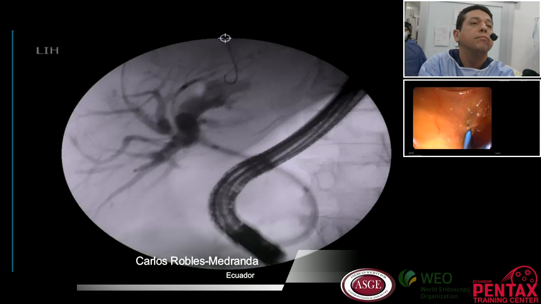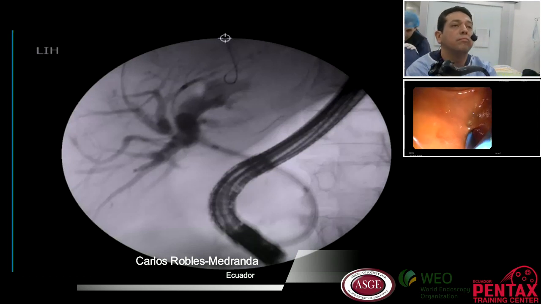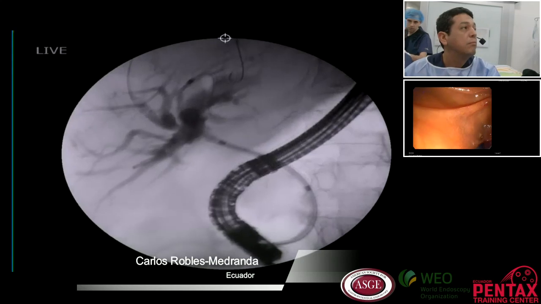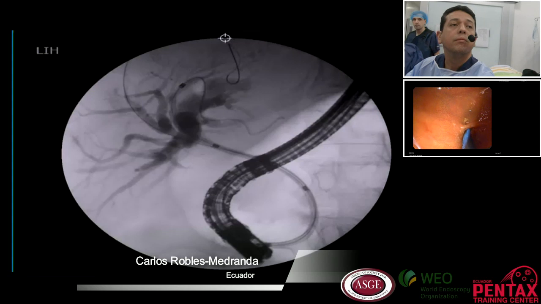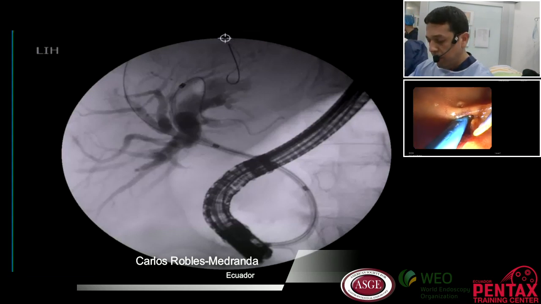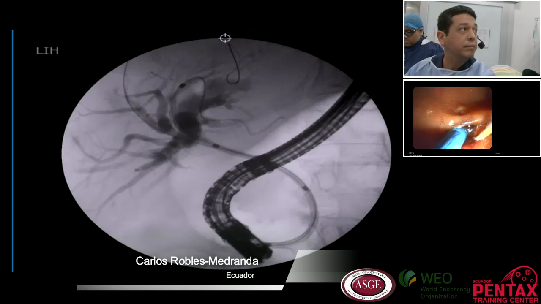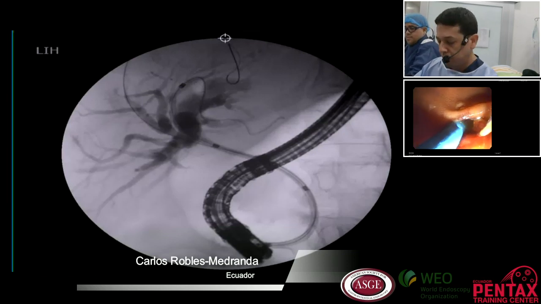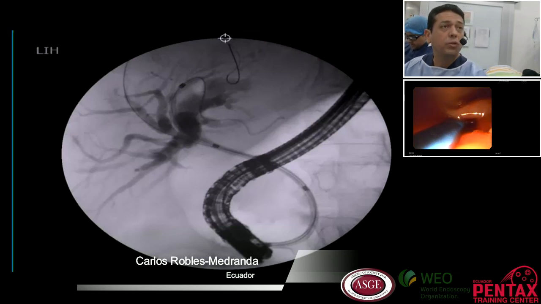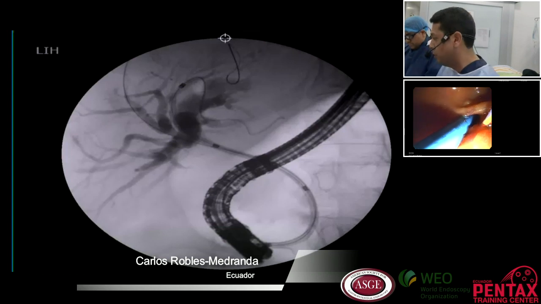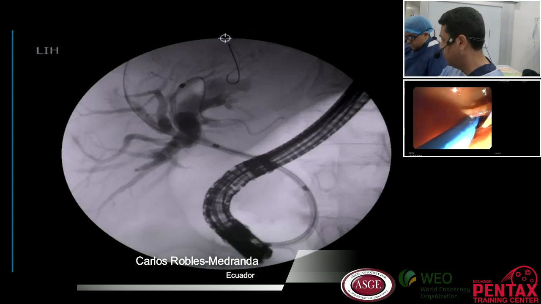También. Okay, we are very good. Okay, libera. Okay. And now we pass the second stent. Huh? No, 10-12. 10-12. I will use a larger stent because of the risk of migration also, so a 10-12, yes.